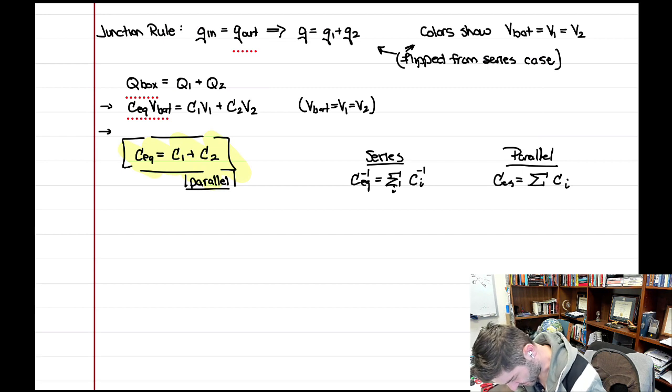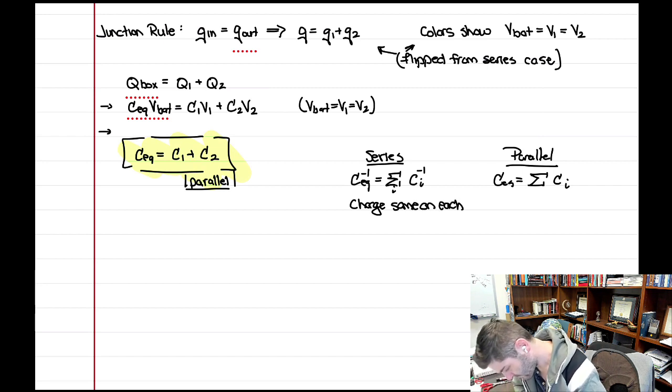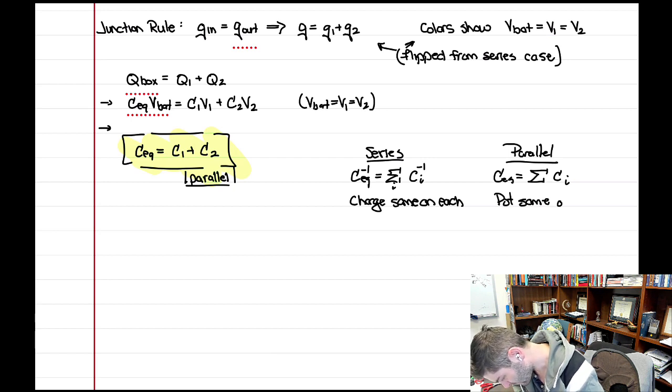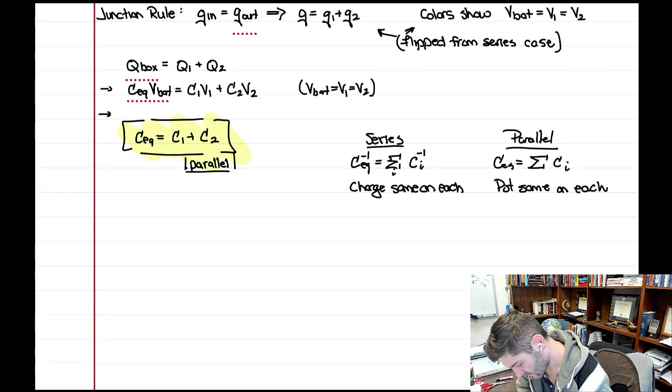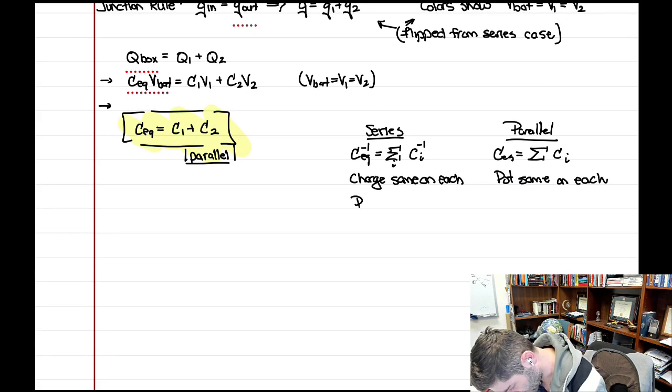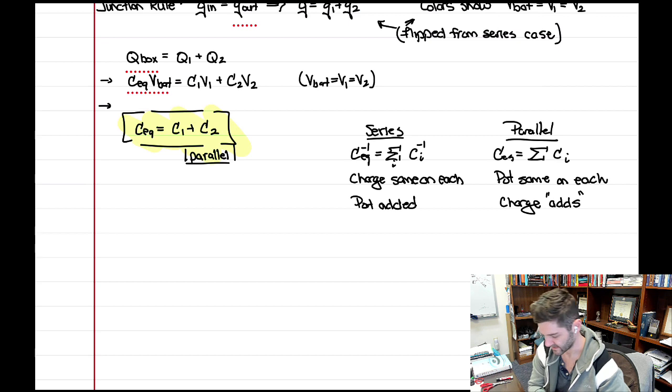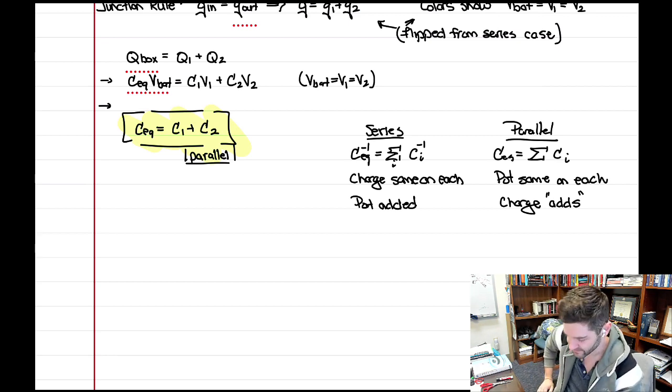For series, we said that the charge is the same. And for parallel, we said that the potential is the same on each. And then for series, we said that the potentials add. And in parallel, the charge adds. It's the idea of the junction, it's charge conservation.